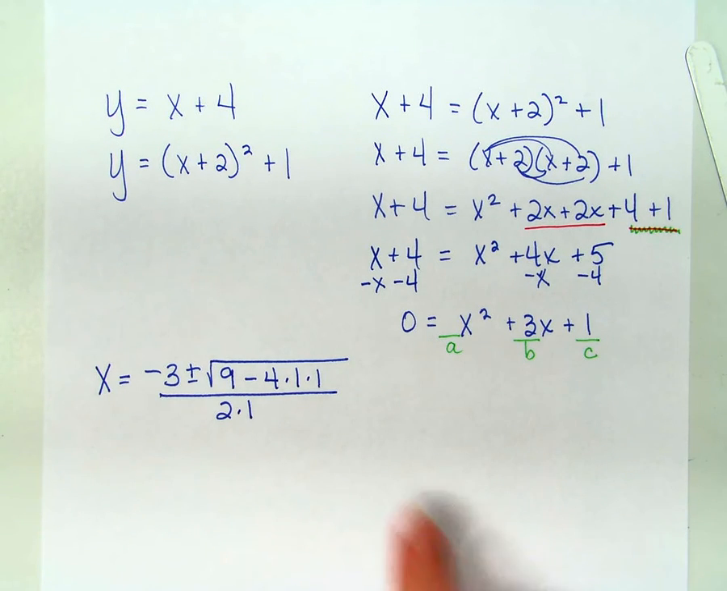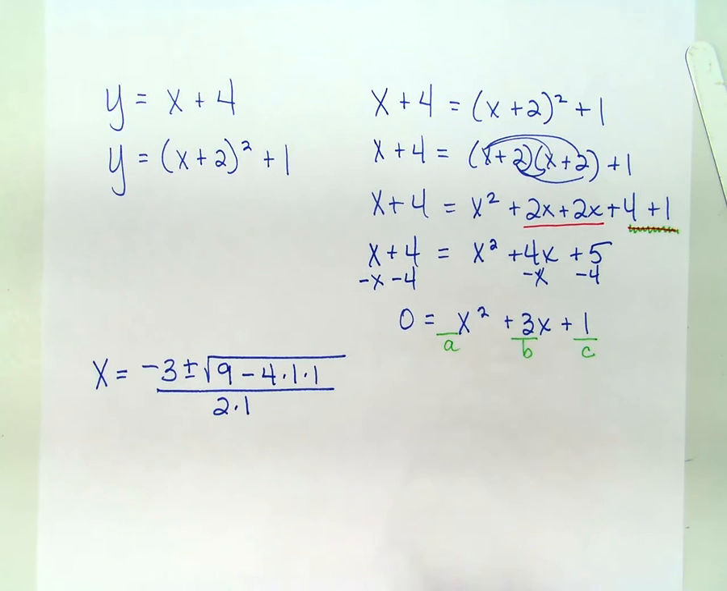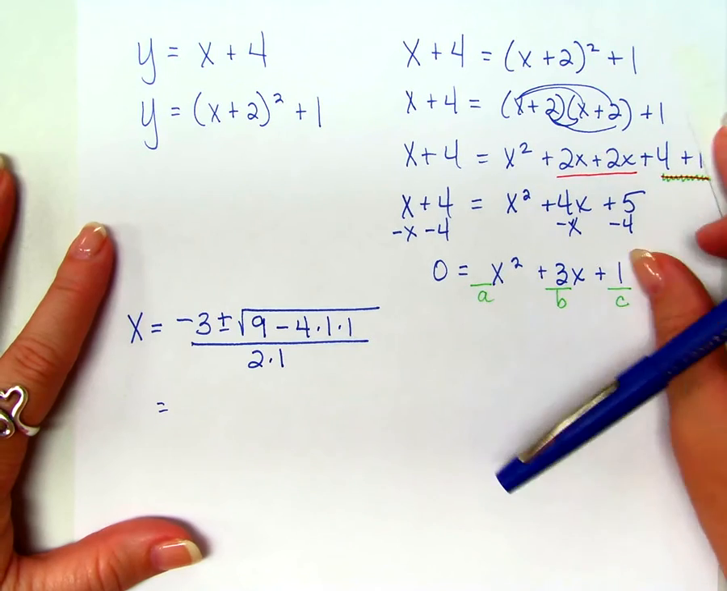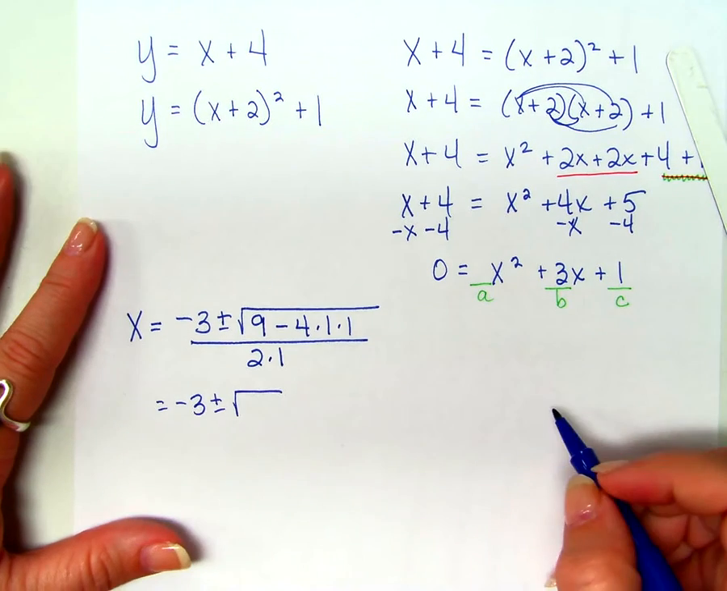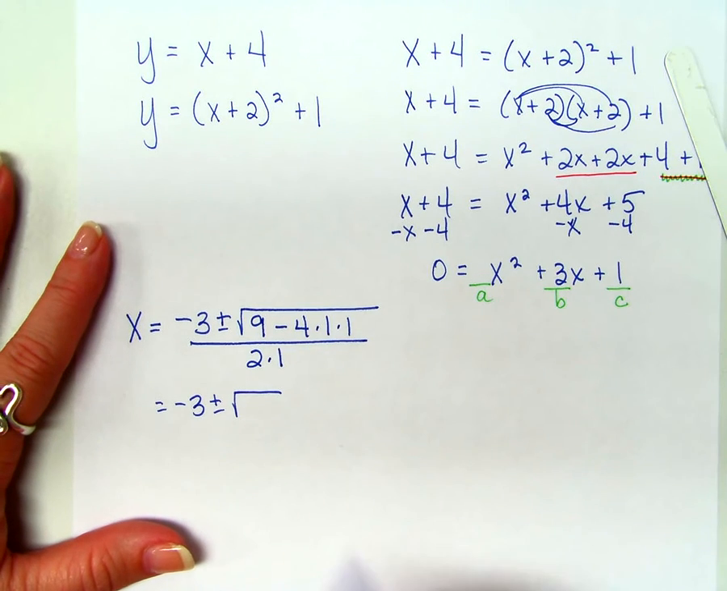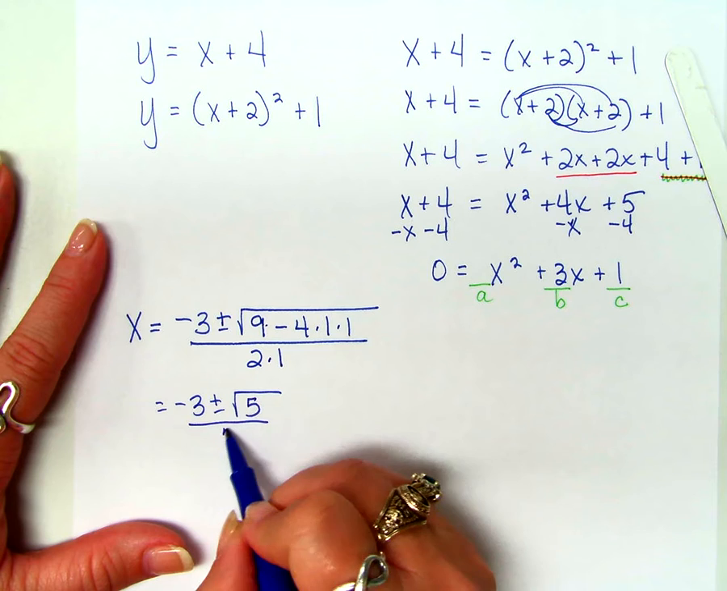Hey, did you see what I did? I already squared B because I know what 3 squared is in my head. Yes, you are allowed to do that. Negative 3 plus or minus the square root of? Does anybody know what 4 times 1 is? What is 9 minus 4? 5.